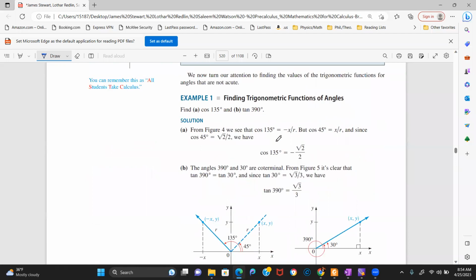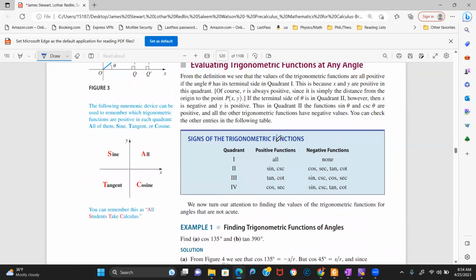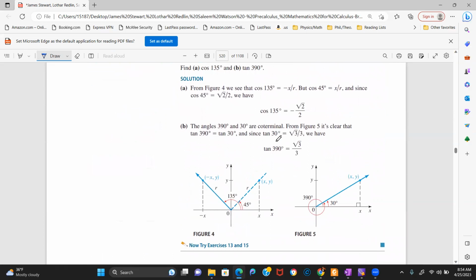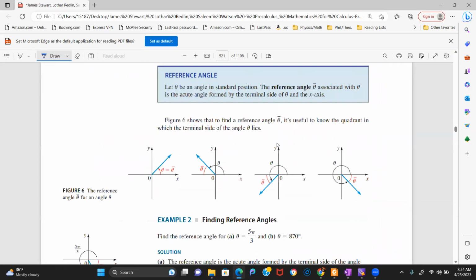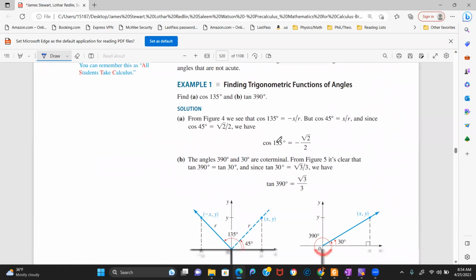All right, so here's an example. Let's see, what else do we have in here? It's kind of annoying, honestly. Working with degrees is annoying.